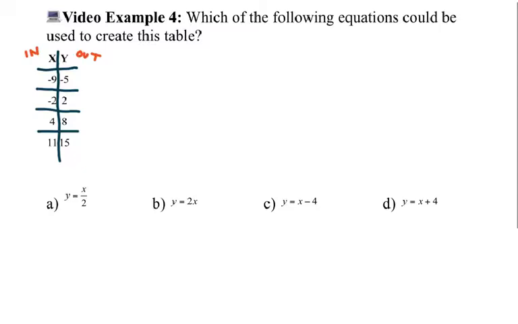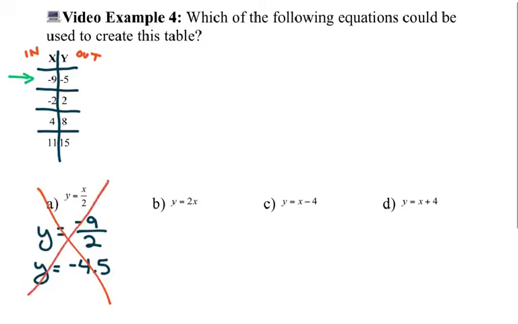I'm going to use this top line right here, this -9. And so we have y equals, and I'm going to input that -9 into the x and have that divided by 2. And so -9 divided by 2 is -4.5. So immediately the first input output doesn't work. So that is not going to be our choice for this problem.